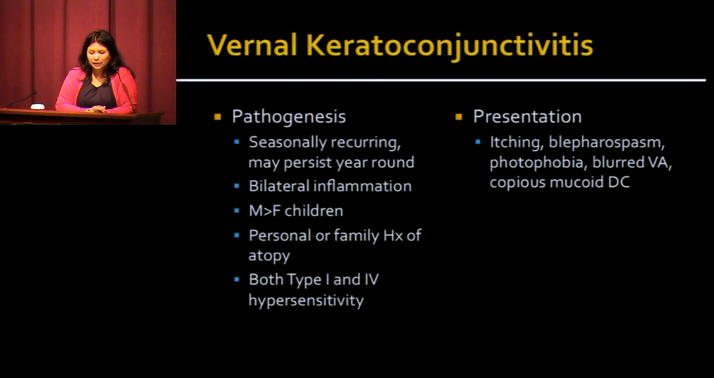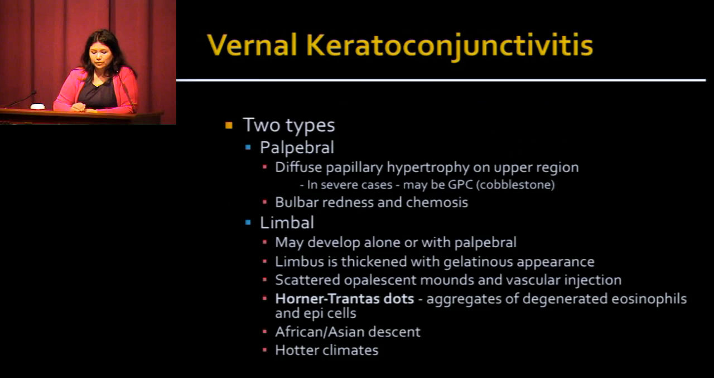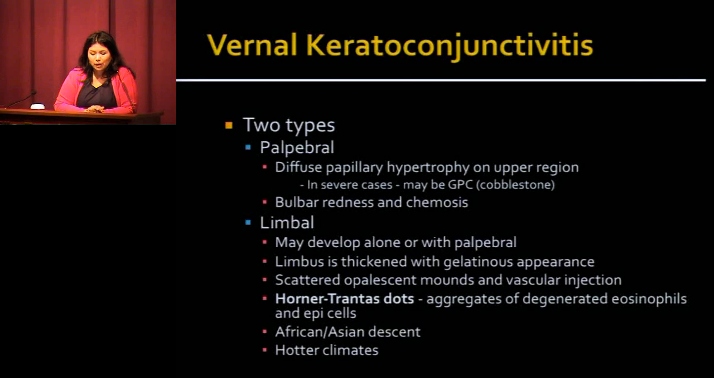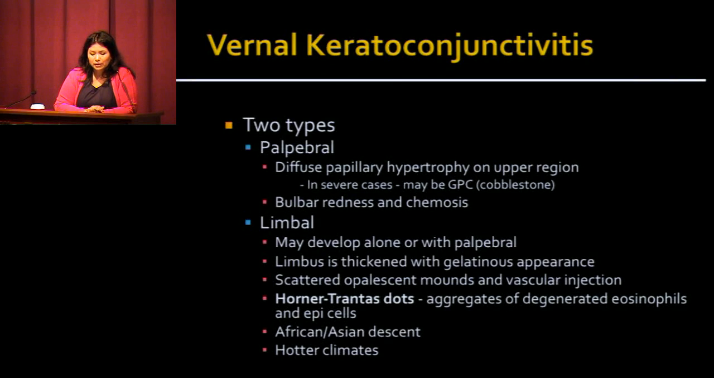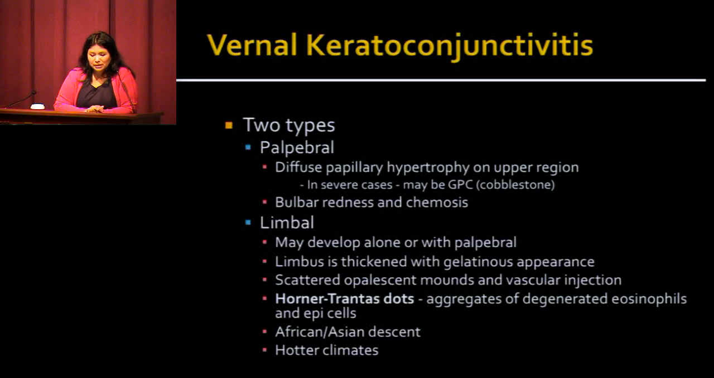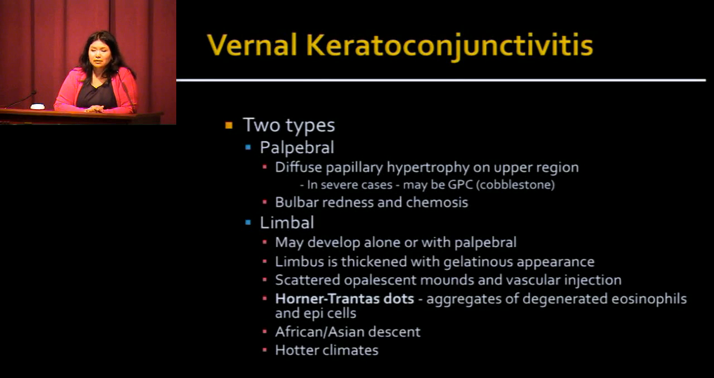Kids are uncomfortable with this. Blurred vision as well. Kids can come in with like 20/40, 20/30 vision. It's not a lot, but still they're not 20/20. And copious mucoid discharge. And there are two types of vernal keratoconjunctivitis. You've got the palpebral type, which is diffuse papillary hypertrophy on the upper region. As in GPC, you get bulbar redness and chemosis. And then there's the limbal type.